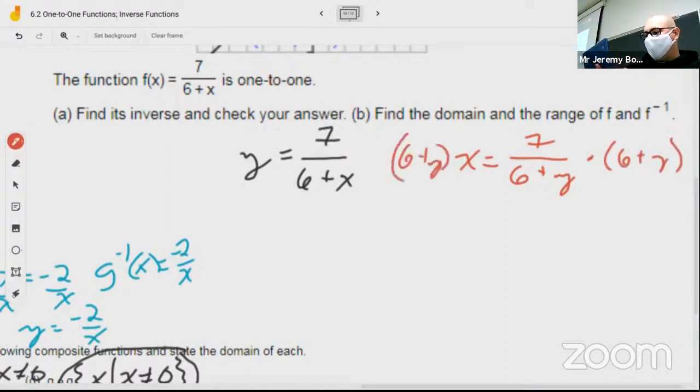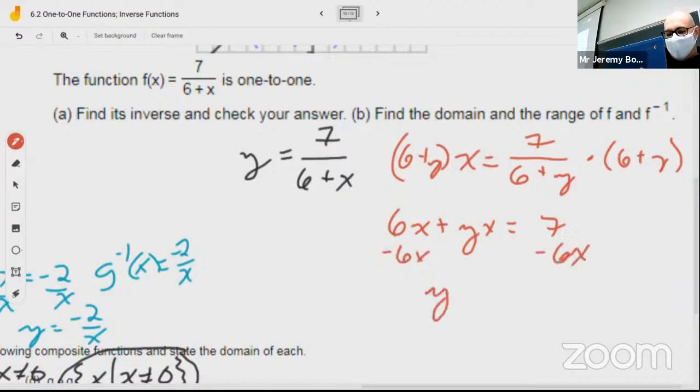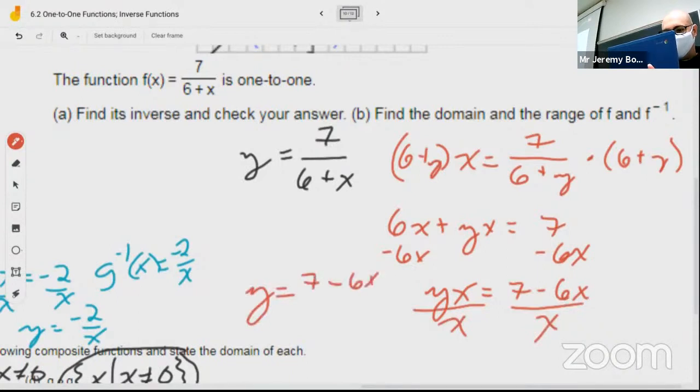And so we end up with what? 6x plus yx, or xy, however you want to write it, is equal to 7. And we want to get y by itself, so we have a y term on the left-hand side and a term without a y on the left-hand side. So let's subtract the one without from both sides to move it over. I'm going to have yx is equal to 7 minus 6x, and divide both sides by x. And so we'll have y is equal to 7 minus 6x over x.